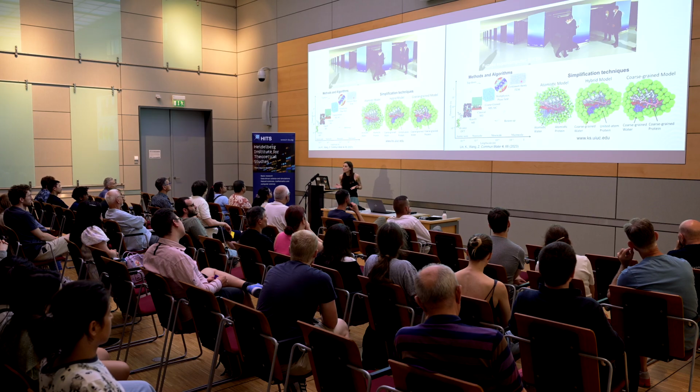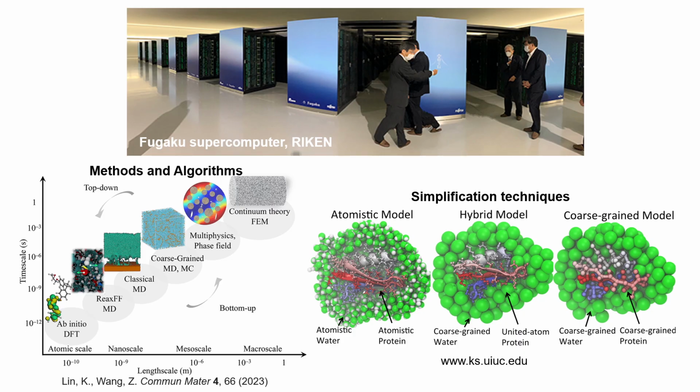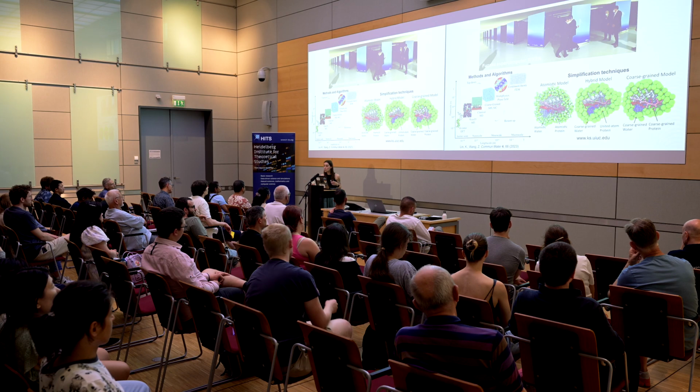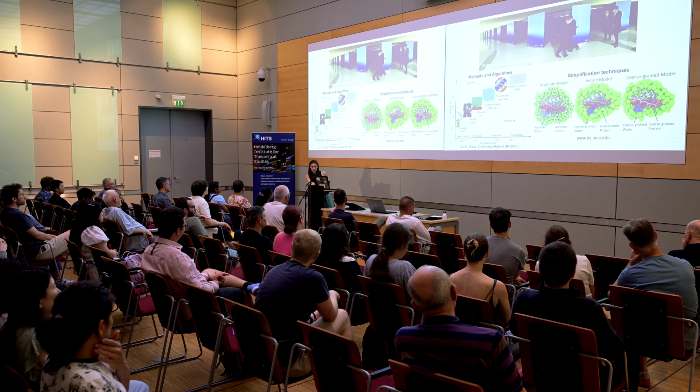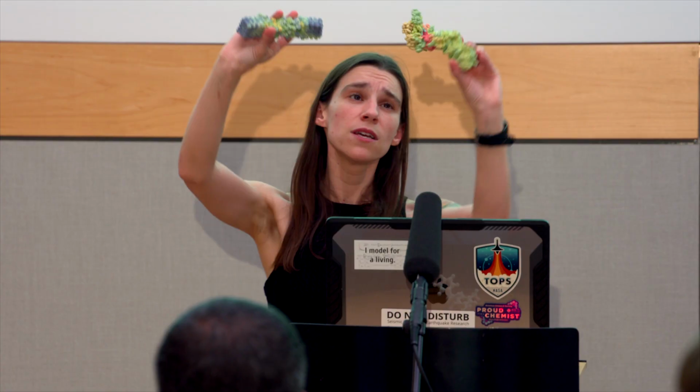Another thing that we can do is simplify our systems. So instead of simulating perhaps every single atom in my protein, I can say that maybe each amino acid is one bead, if I know kind of how that amino acid interacts with the rest of the system. So we can have that kind of thing. I'm also going to pass this around. It's just some 3D models of proteins so that you can have a look.